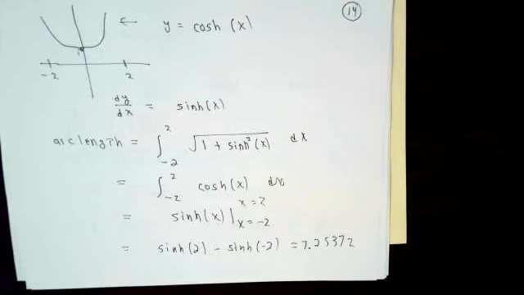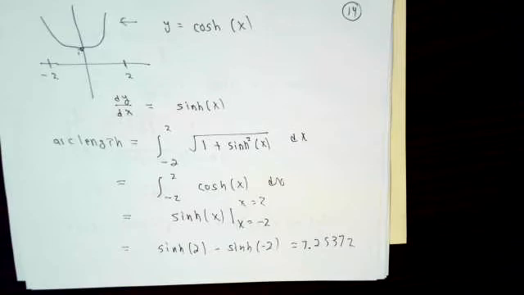The derivative of the hyperbolic cosine is the hyperbolic sine. So the integral that I have to do is the integral from -2 to +2, square root of 1 plus hyperbolic sine squared of x, integrated with respect to x. Now, there's a trig identity for the hyperbolic functions that's similar to the one for the trig functions. In the case of the hyperbolic functions, it's hyperbolic cosine squared minus hyperbolic sine squared is 1, which means that 1 plus hyperbolic sine squared is hyperbolic cosine squared.